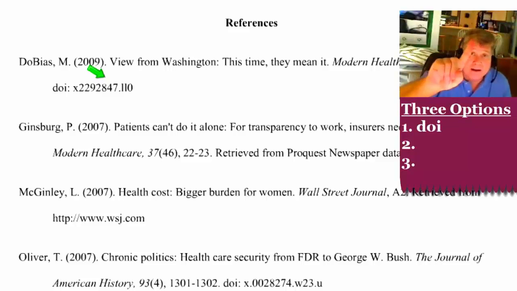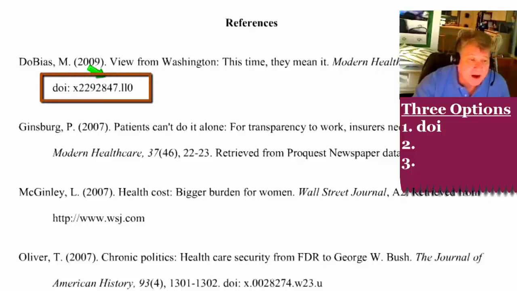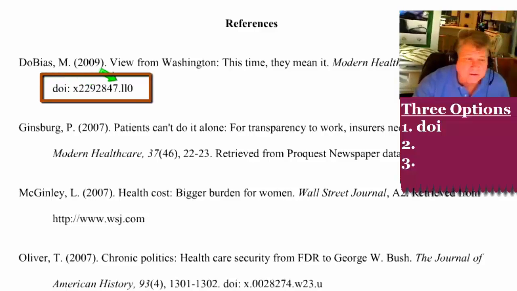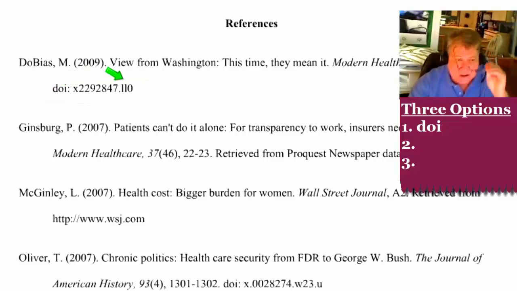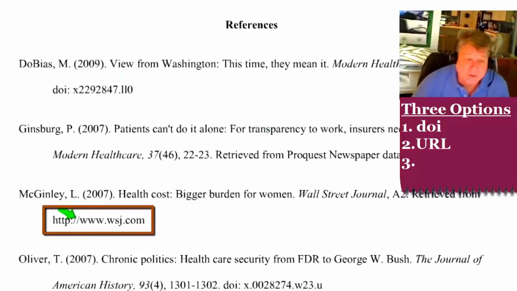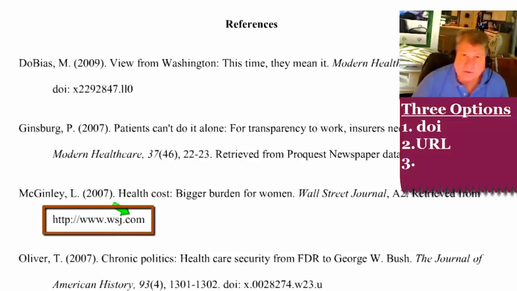If you have a DOI, digital object identifier, it should always be the preferred method of retrieval. Here's a DOI. It is like a card catalog number for an article. This DOI refers only to that specific article. So that's your first choice. If a DOI is not present, your second choice is the URL of the publication, if the publication has a URL. Here it's the Wall Street Journal. The Wall Street Journal does have a website, so you would cite the website.